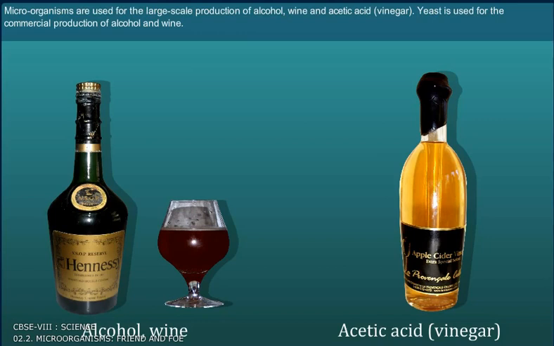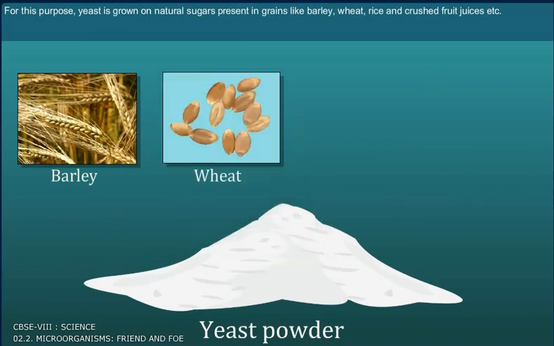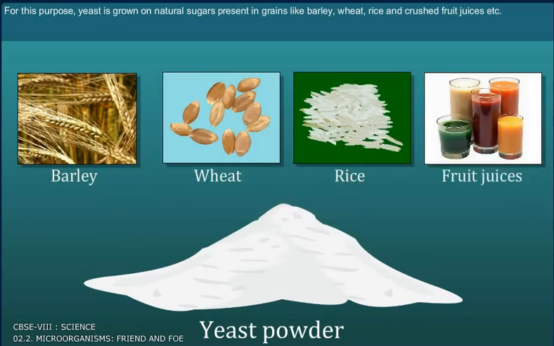Yeast is used for commercial production of alcohol and wine. For this purpose, yeast is grown on natural sugars present in grains like barley, wheat, rice, and crushed fruit juices, etc.